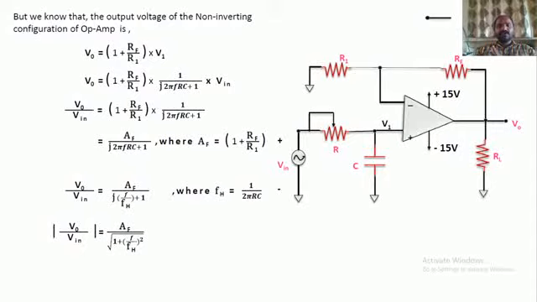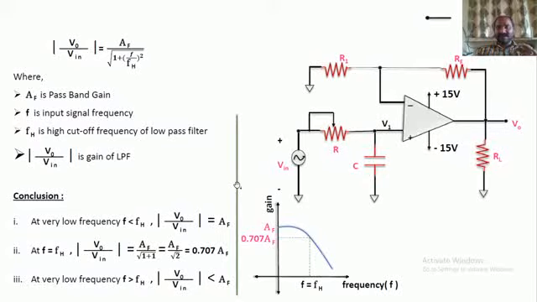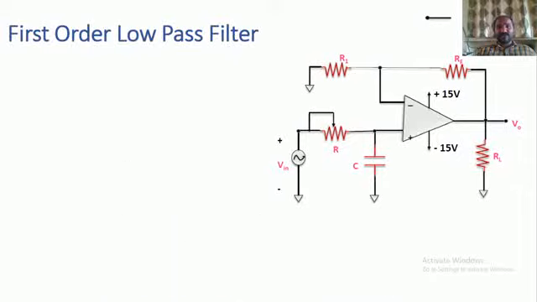Assume they have not given the values. They have not given the R value, they have not given the C value, but they have given only the graph like this, and they are asking you to calculate the cutoff frequency of your filter. How can we do that is the question.